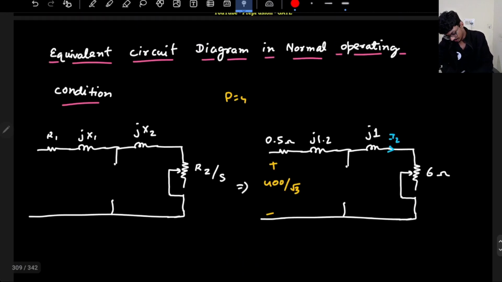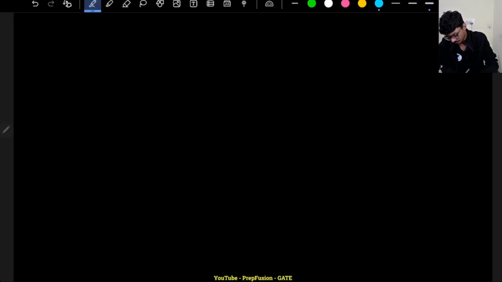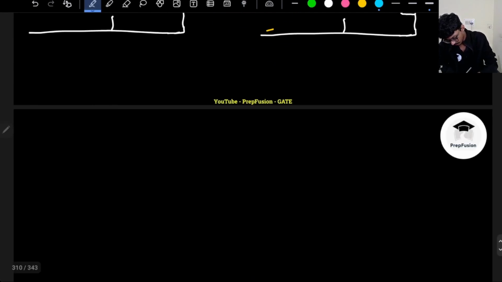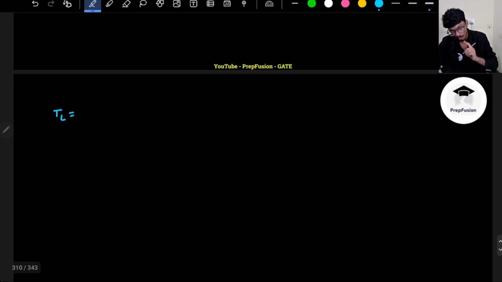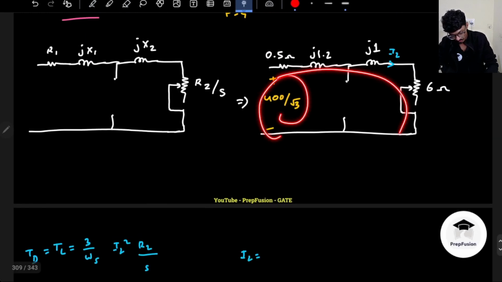So if I want to find out the I2 here, very simple, right? Because I want to find out the load torque, how much load is provided, for the second question I will need it, so I am calculating it now only. So TL is equal to the developed torque initially, before braking: 3 by omega s into I2 square into R2 by S, right? I know S, I know R2, I know omega s, I don't know I2. So what is I2? I2 will be simply this voltage divided by this whole impedance, right?